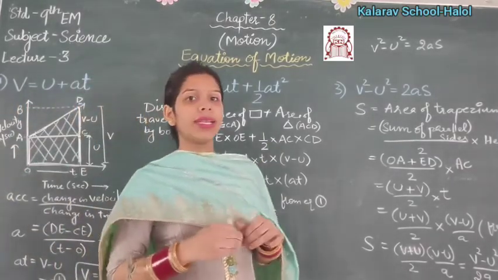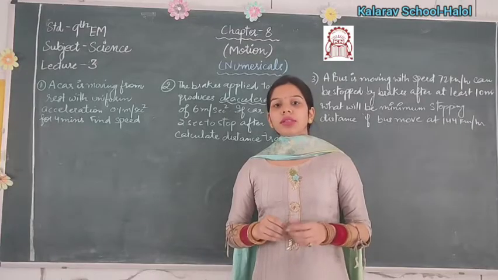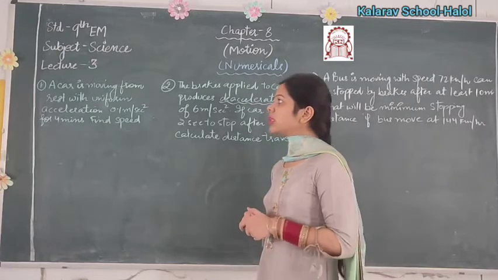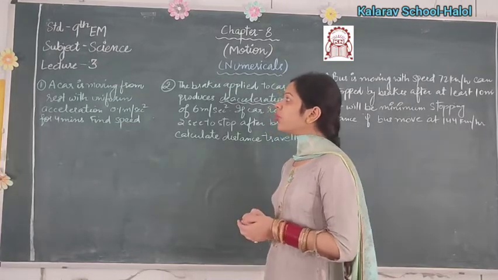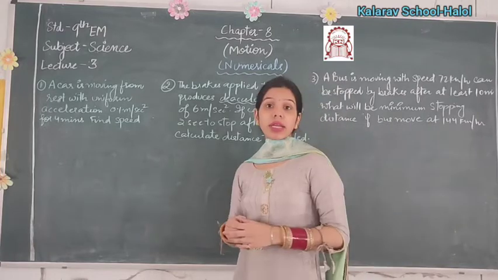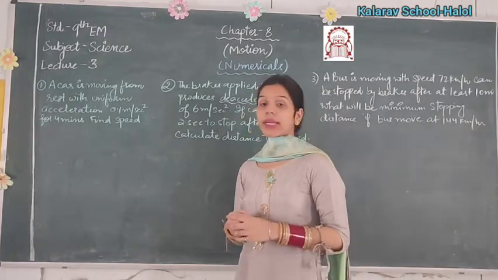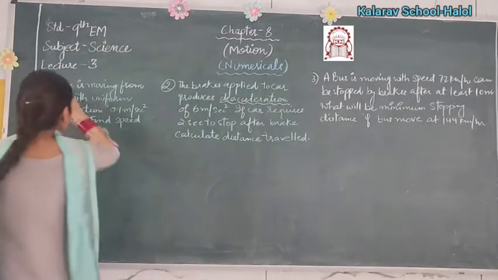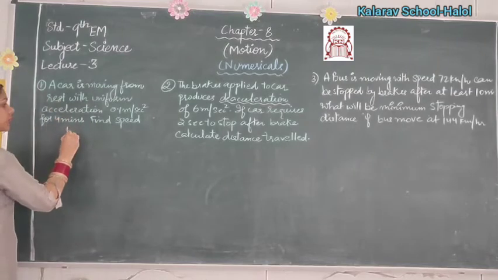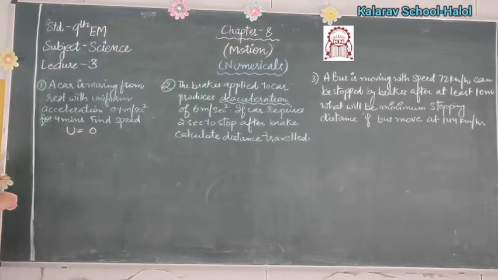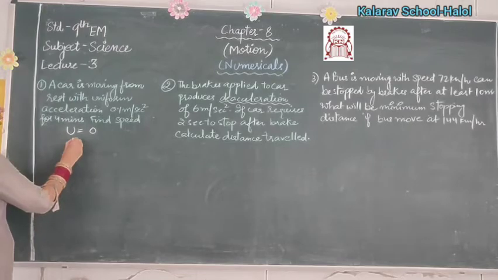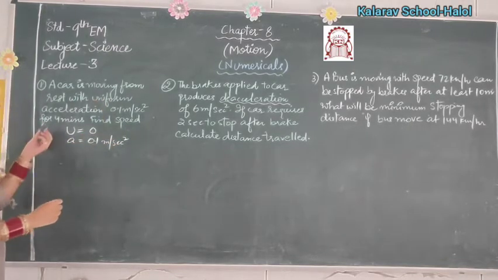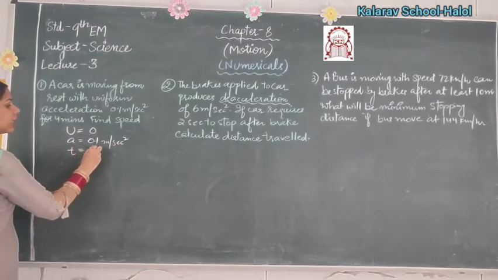So we will do the numerical. So students, we will start with the numericals related to the equation of motion. So first numerical is a car is moving from rest with uniform acceleration of 0.1 meter per second square for 4 minutes. Find the speed. So here a car is moving from rest, which means initial velocity is 0 with uniform acceleration. A is 0.1 meter per second square for 4 minutes. T is 4 minutes.